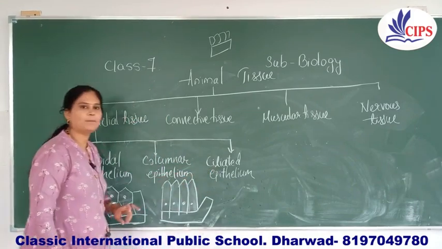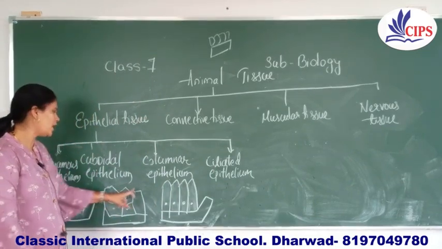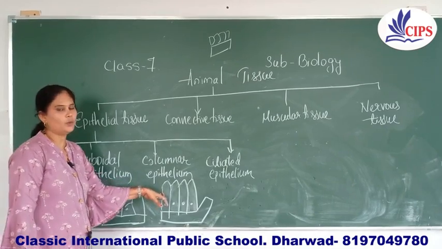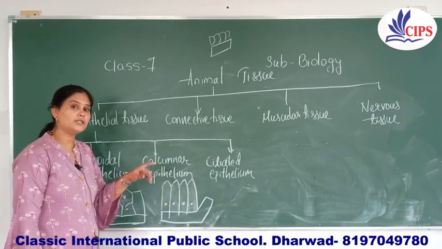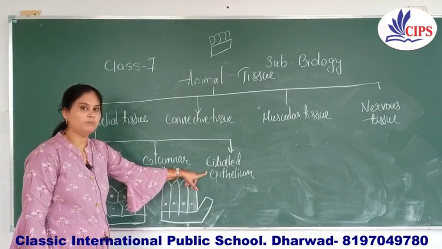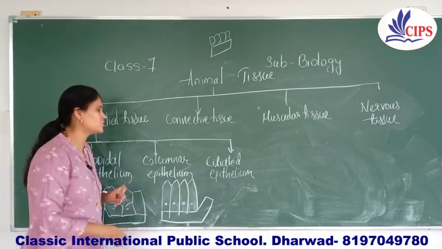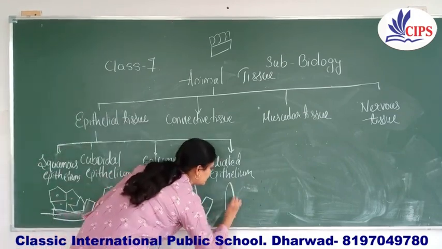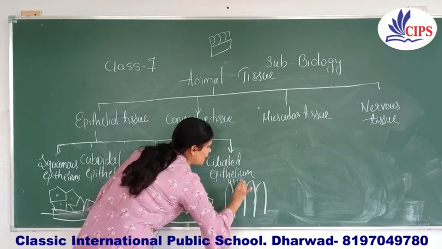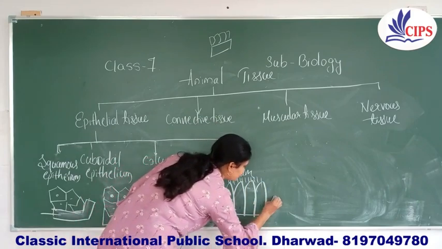Ciliated epithelium tissues may be cuboidal in shape or columnar in shape. But the difference is that these ciliated epithelium tissues have hair-like structures, and those hair-like structures are called the cilia.